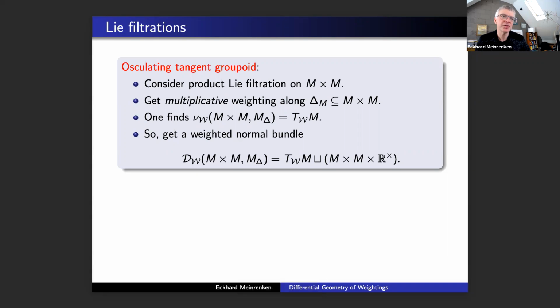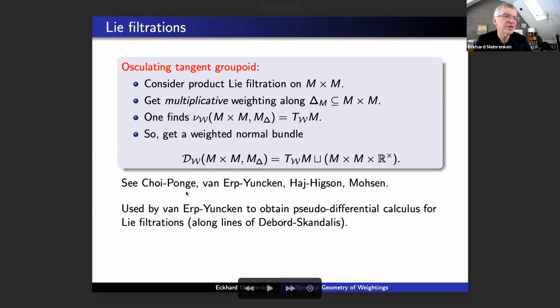So this, of course, was introduced in the context of Lie filtrations by Choi, Ponge, and Van Erp, Juncken, and Hodge, Hickson, and Mosen. And yeah, so whenever you see a lineup of people, you kind of want to get in line. So hopefully we can add ourselves to the line. Yeah, no, of course, this weighted deformation space, this osculating tangent groupoid is very useful.